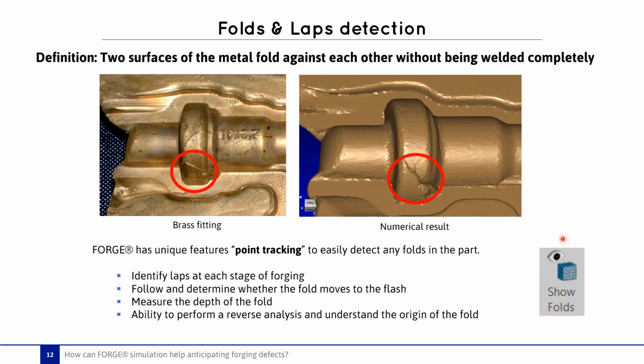In Forge, a point tracking feature is available to easily detect the apparition of any faults and laps in the part. This feature allows the identification of laps at each stage of the forging. As well, this feature helps you to follow and determine whether the faults move to the flash. It also allows the measurement of the depth of the fault. As well, thanks to these features, you are able to perform a reverse analysis and understand the origin of the fault. Now, in the next slide, we will see together the point tracking feature.